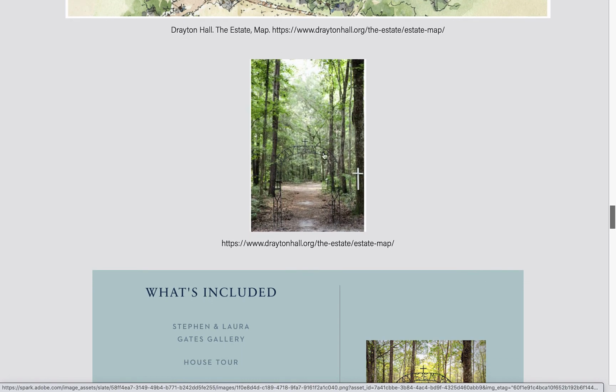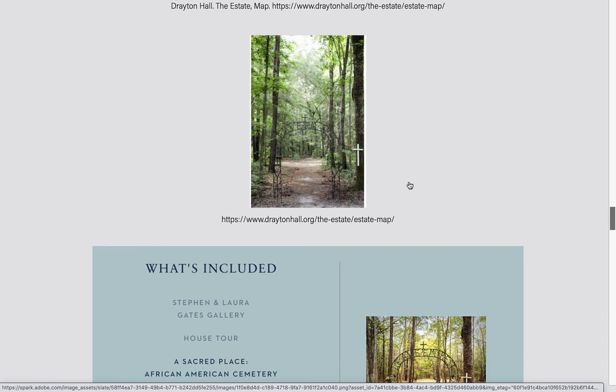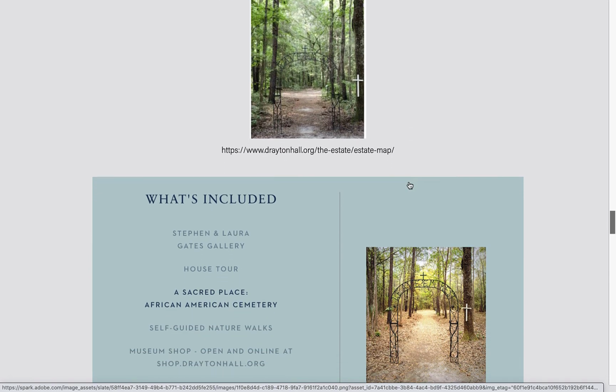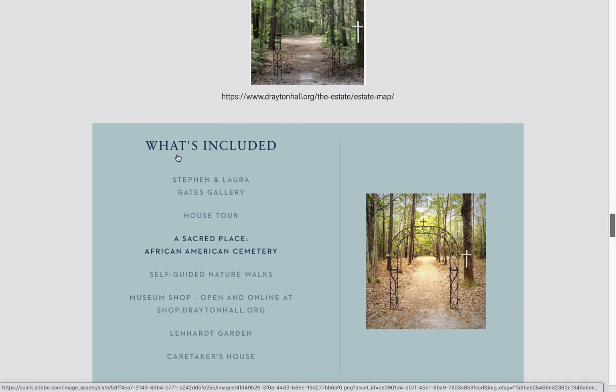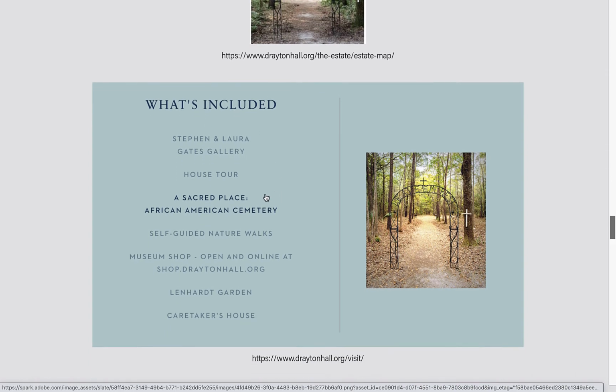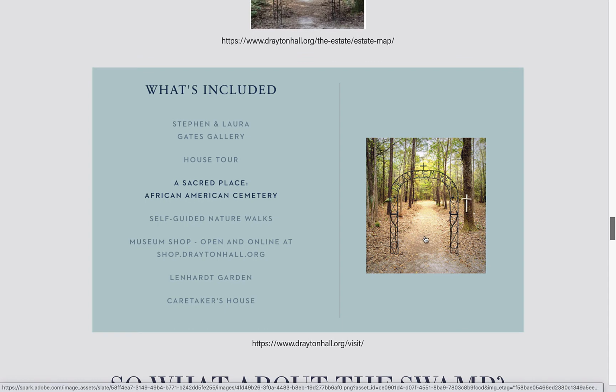And this image is found on the website 5 times, different versions of this image. And then on the main page, they have this "what's included" about what you would do when you go there to visit. And the cemetery is listed along with all the other things. Now, I don't know if that means it's a separate tour or exactly what you would do related to that, because this is all the information I could find about the cemetery, the things I have shown you here.